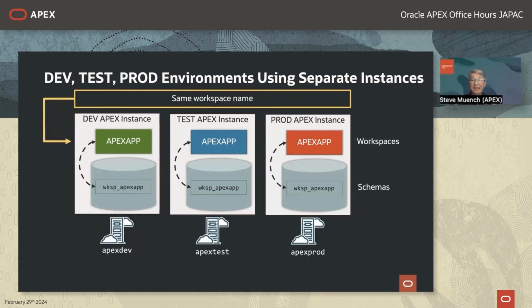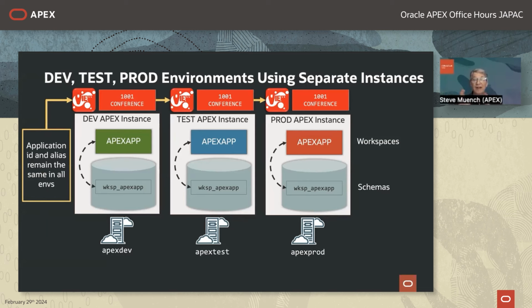Now, the best way to set up, and I'll explain why it's best, is having separate Apex instances for the dev, the test, and the prod. That means that each one can have exactly the same workspace name, Apex app in my example, the exact same workspace ID, the exact same schema name. Keep everything simple. And the only thing that will be different is each machine or environment might have a different name, your Apex dev, your test, and your prod environments.